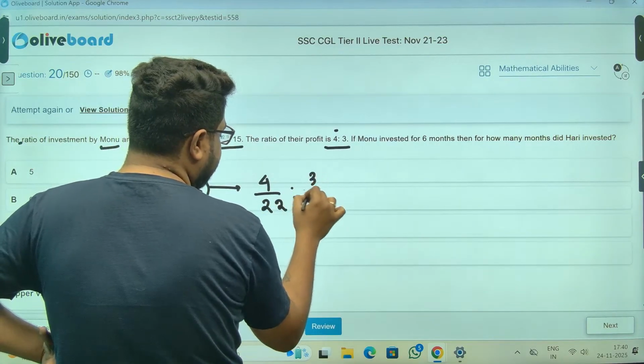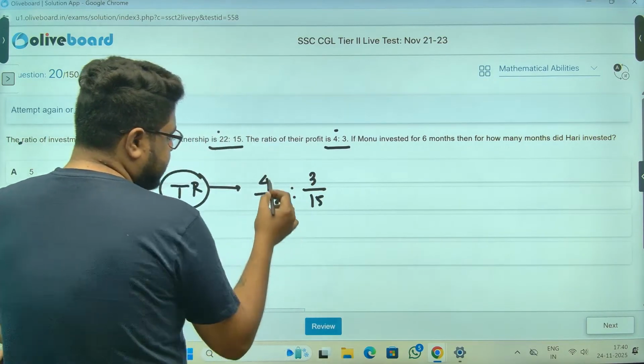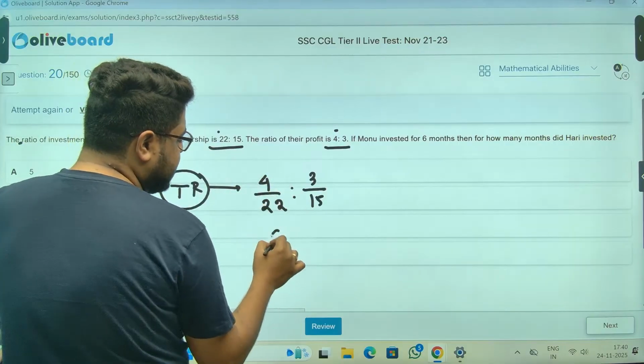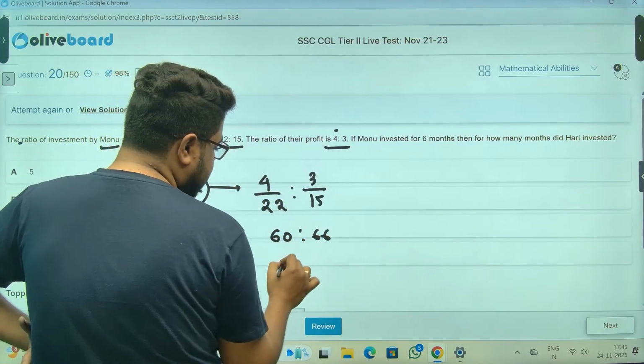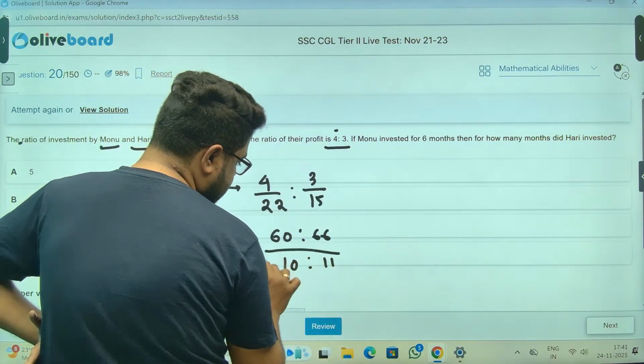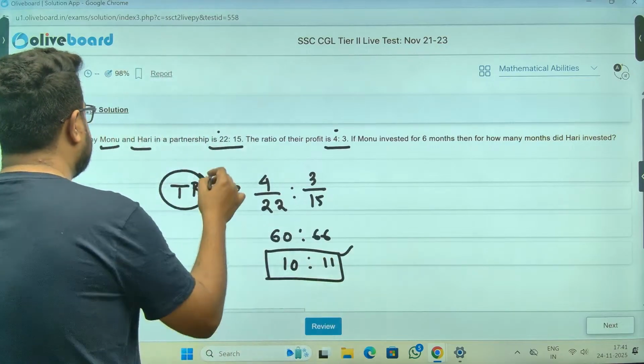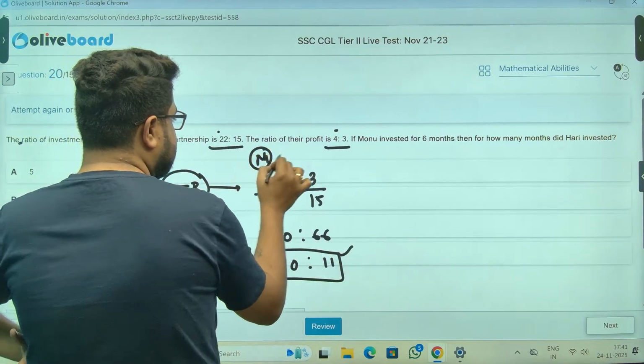Ratio, sir, 3 by 15. So calculate it. 60 ratio 66, that is 10 ratio 11, sir. So time, this is for Monu and this is for Hari.